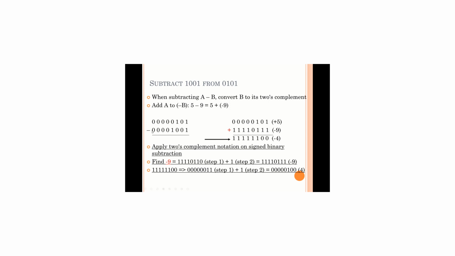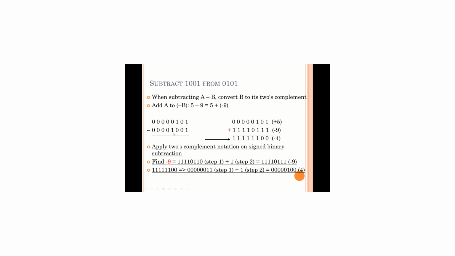So this is number 5. This is number 9, right? This is 8 plus 1. That's 9. Okay? You're going to obtain the 2's complement of 9, which is, instead of minus, you turn that to plus. Okay? All you need to do is to flip all the bits and then add 1.